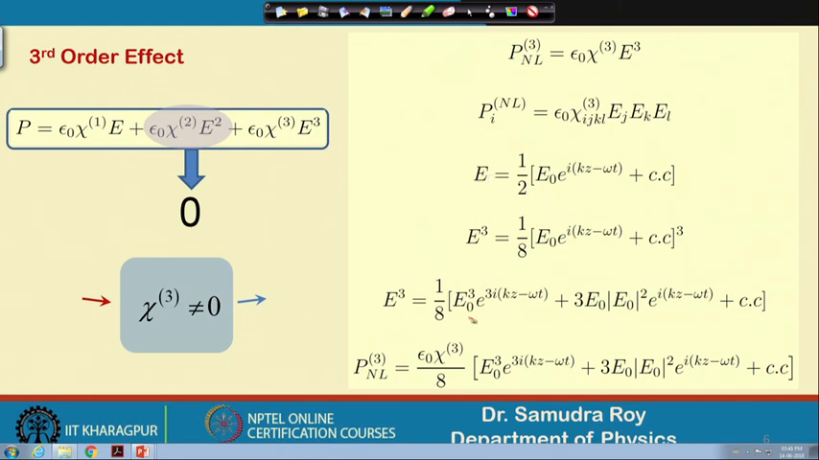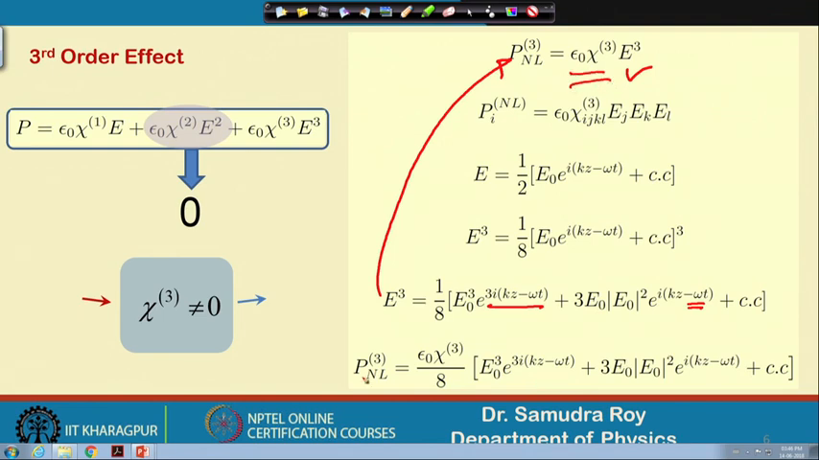Please note that one term has a frequency component containing 3 omega, and another term has a frequency component omega. So, two different frequency components come when I make the E cube term. This E cube I will now put in this expression, because E cube is known. Once I put this here, I will have the same expression just multiplied by epsilon 0 chi 3.